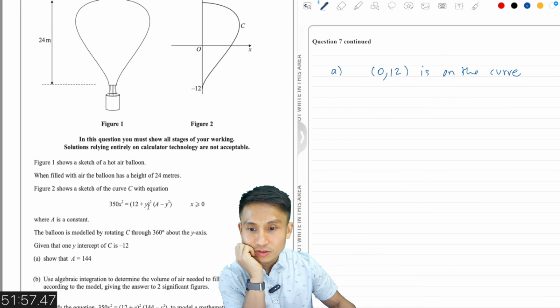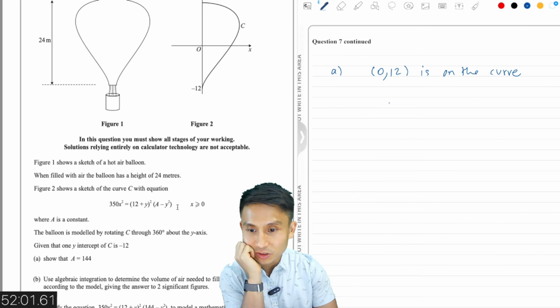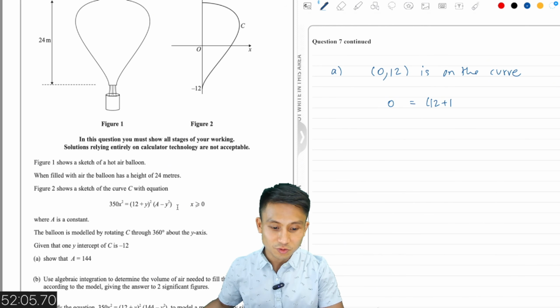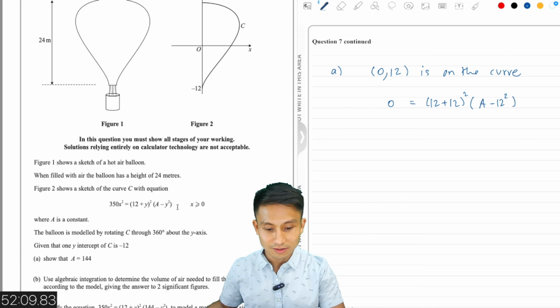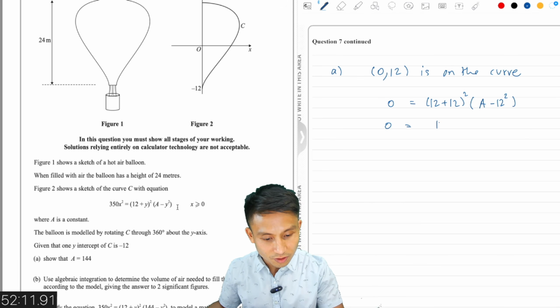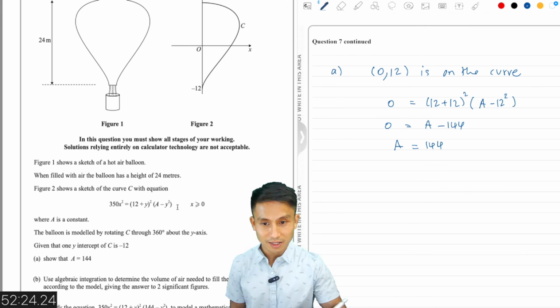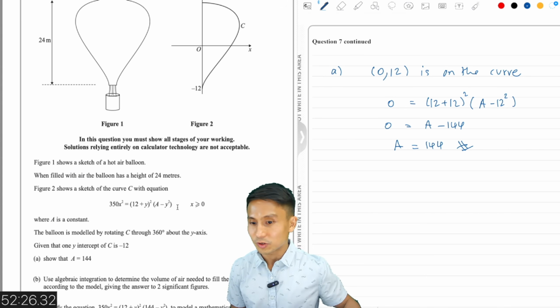So if we put 0 and 12 in, we get 12 plus 12 squared, and then A minus 12 squared. So this is 0 equals 1. This will cancel the 0, so we ignore this part. We're going to have A minus 144, so A equals 144. Okay, as required.